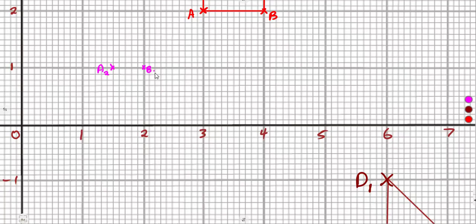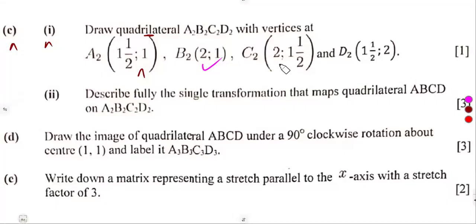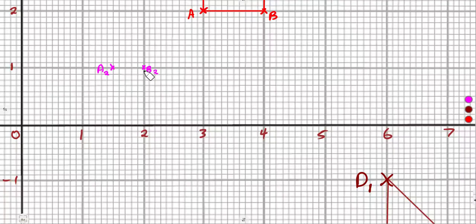So that's our B2. Okay, then another point that was C2 versus 1.5. 1.5 is just like 1.5. So 2 in the X and 1.5, just gonna count 5 boxes. 1, 2, 3, 4, 5, somewhere there. So that's our point C2.